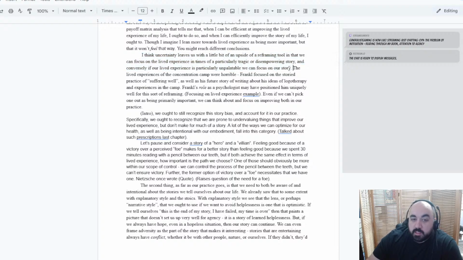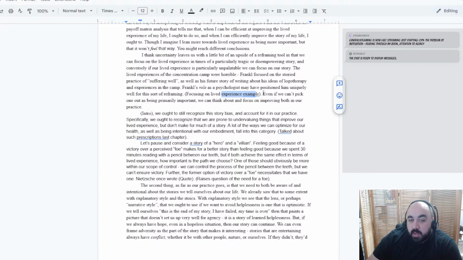The lived experiences of the concentration camp were horrible. Frankl focused on the storied practices of suffering well, as his future story of writing about his ideas of logotherapy and experiences in the camp. Frankl's role as a psychologist may have positioned him uniquely well for this sort of reframing. We want an example of focusing on lived experience, but we don't have one.